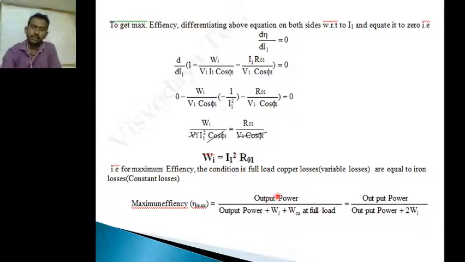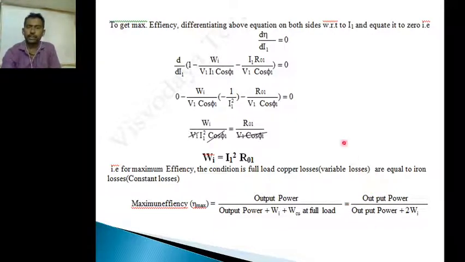Output power divided by input. That input is nothing but output power plus Wi plus WCU at full load. So Wi is equal to WCU, so we can write the single Wi for WCU. Then Wi plus Wi equals 2 Wi. So the maximum efficiency equals output power divided by output power plus 2 into Wi. This is the maximum efficiency of the transformer.